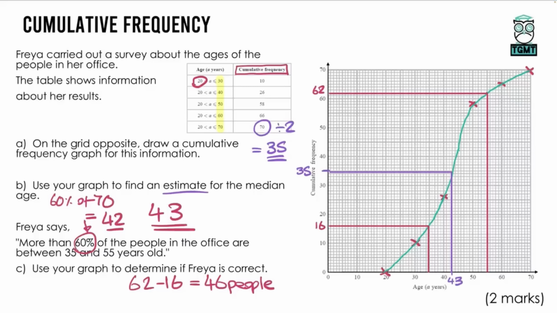So use your graph to determine if Freya is correct. So yes, Freya is correct. There we go, and we have our working out to back that up. More than 60% are between 35 and 55.